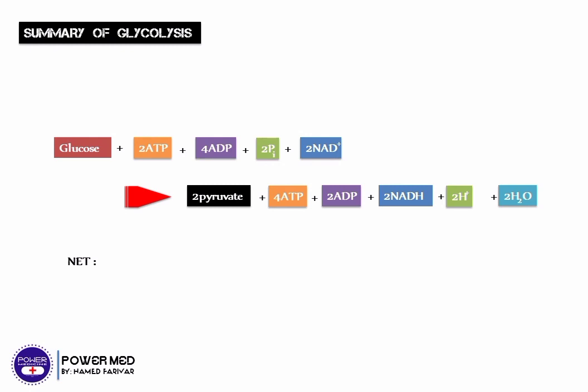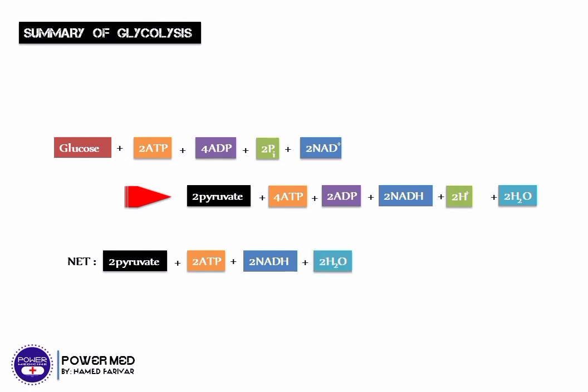Now the net gain during the whole process of glycolysis is 2 pyruvates, 2 ATPs, 2 NADH, 2 water molecules, and 2 hydrogen ions.